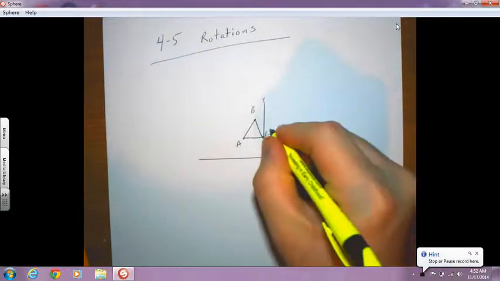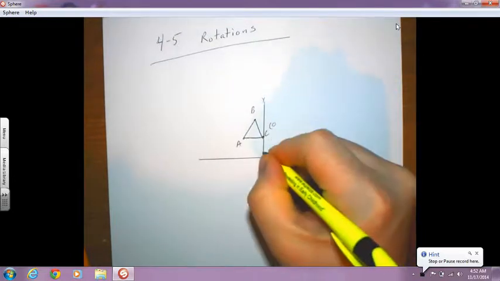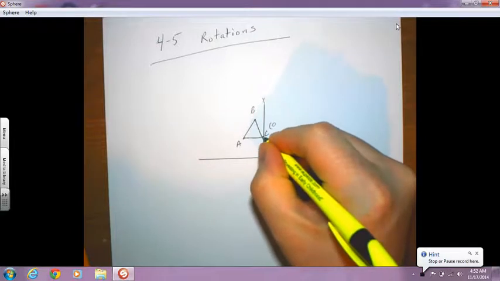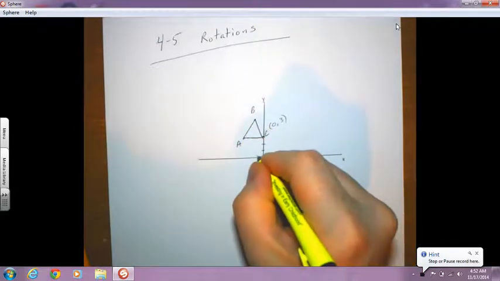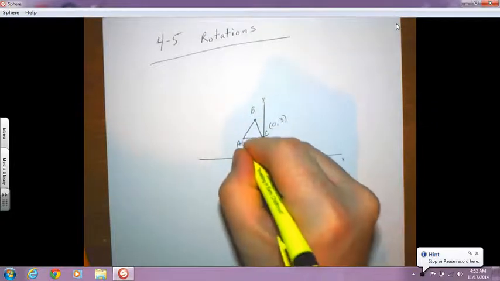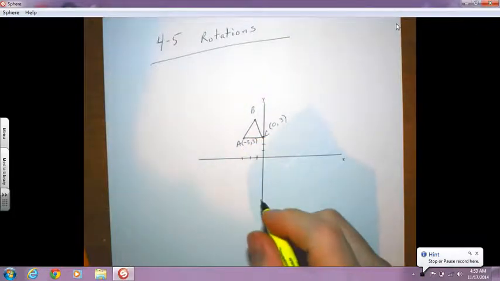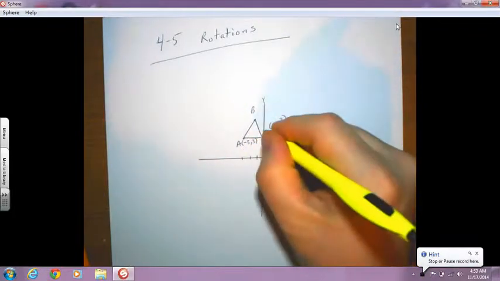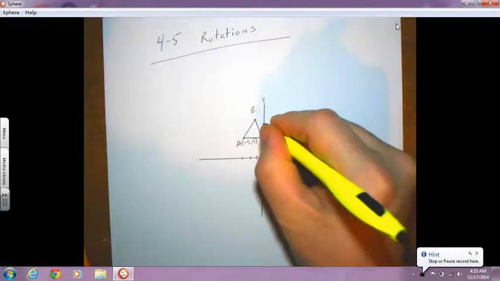So let's say that C is at 0, 3. We'll put A at -3, 3. And we'll put B at -2, 6.